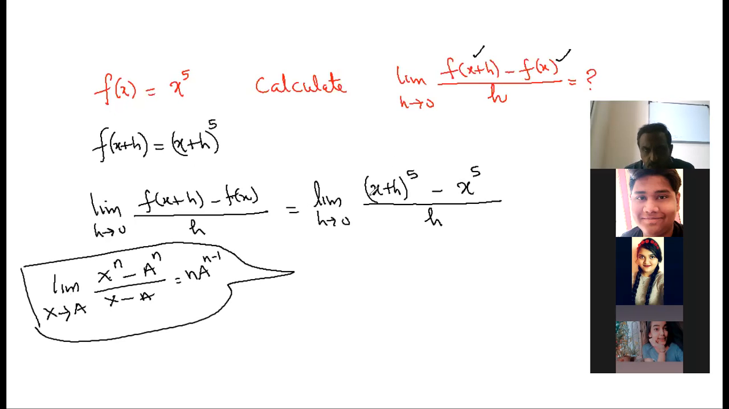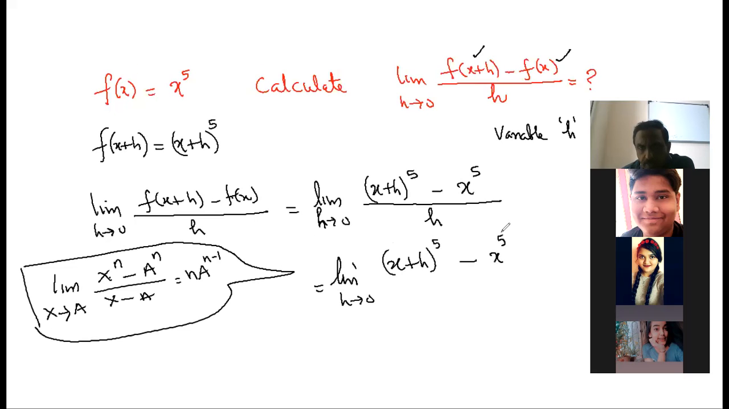We can see that this is your x and this is your a, and your variable is h tending to 0. So the variable is what here? Variable here is h, not x. x is not changing, x is a fixed number. h is changing. That's the meaning of limit h tending to 0. So I'm going to write it this way: limit h tending to 0, x plus h raised to 5 minus x raised to 5 divided by x plus h minus x.